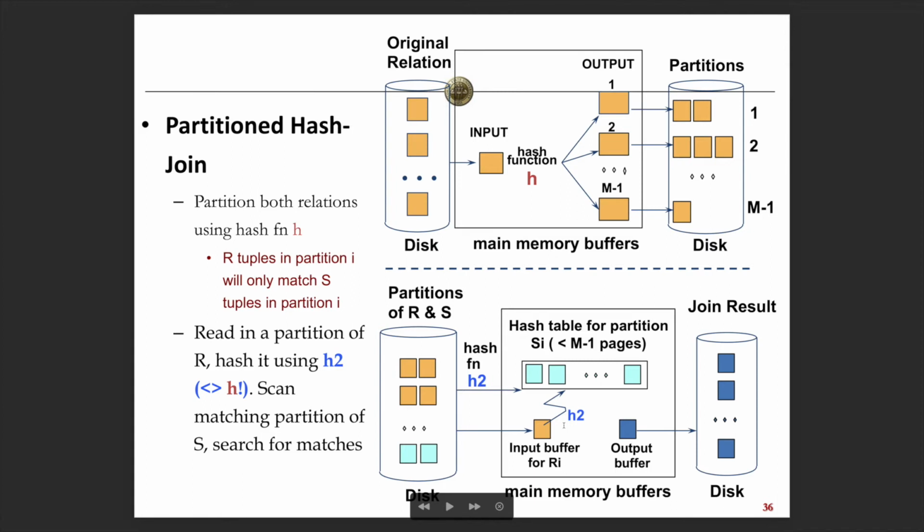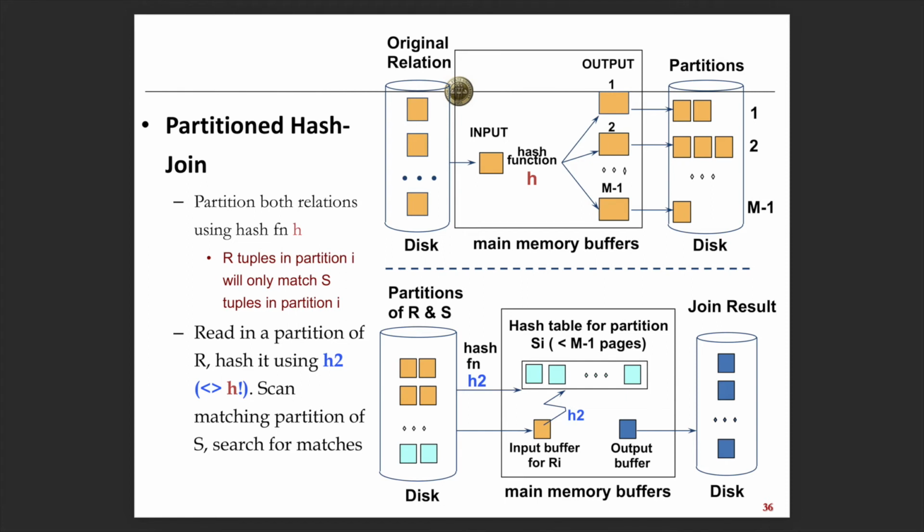The way we do the matching is actually using another hash function. So we can hash the input buffer according to H2. H2 is another hash function which is different from H we used before. So this H2 will assign the tuples of the input buffer to the corresponding tuples in the bucket of Si. If they match, we will generate the output and also write the result to the disk again. So we scan the matching partition of S and search for the matches between them with this H2 hash function. In this way, we can do both the partition as well as the matching with a very similar framework.